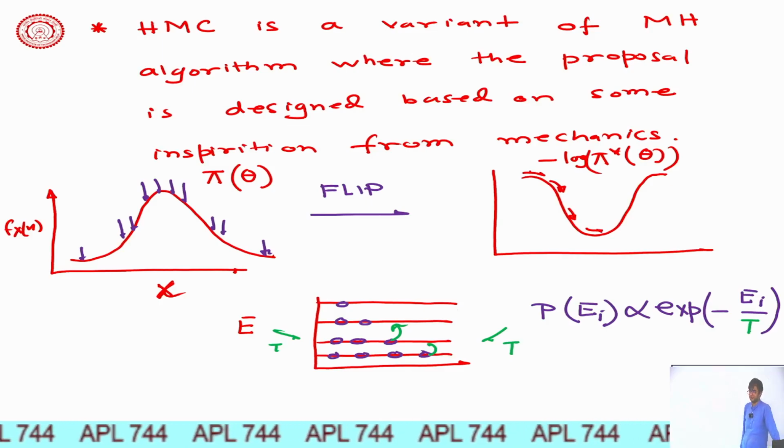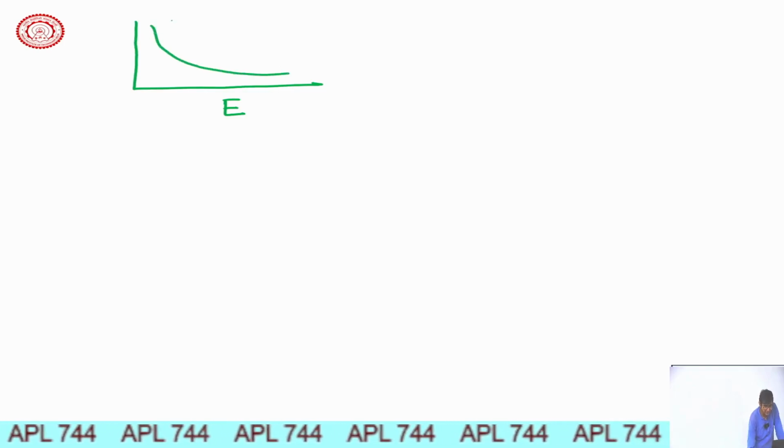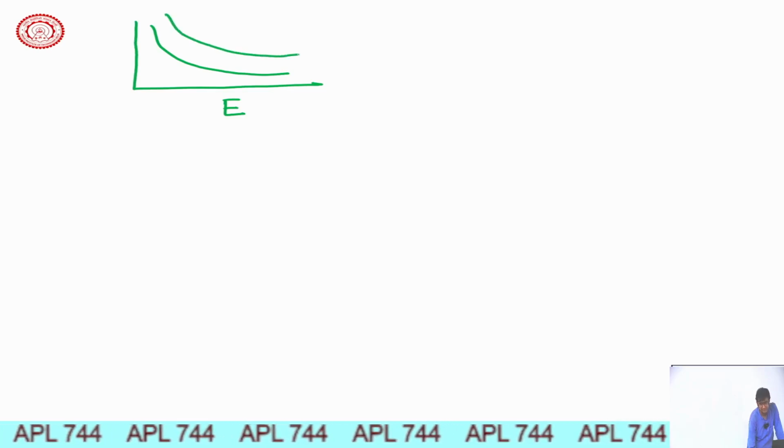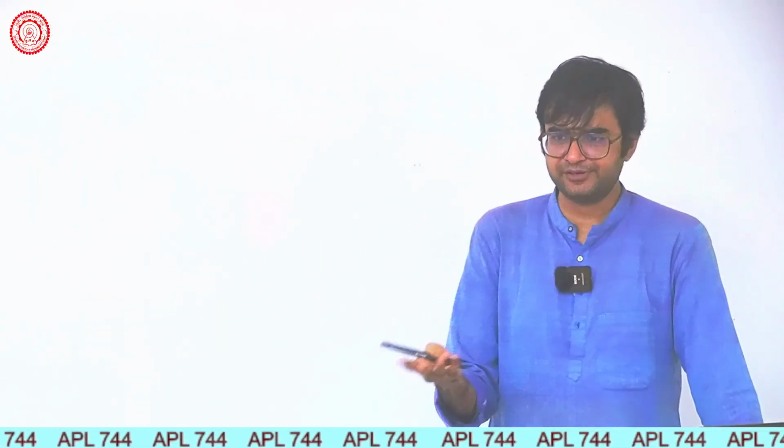So T is the constant. So that means the PDF looks something like this. Here is the energy. The PDF will be something like this. If you increase T, it will be something like this. The decay rate will reduce. If you increase T, the decay rate will reduce because decay rate is 1 by T. Correct?